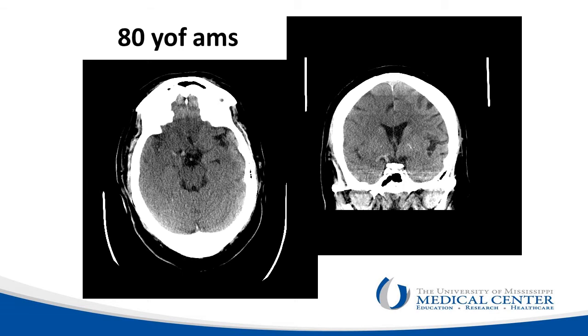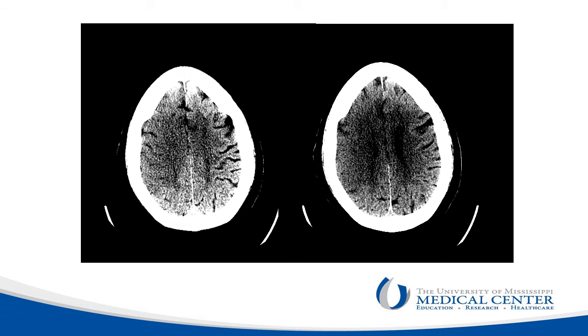Here's an 80-year-old with altered mental status. Now on the non-contrast CT, we see a dense right ICA and MCA. With stroke windows, we can see that we're losing definition in the sulci of the right cerebral hemisphere, and the gray-white differentiation is not as sharp as on the left.